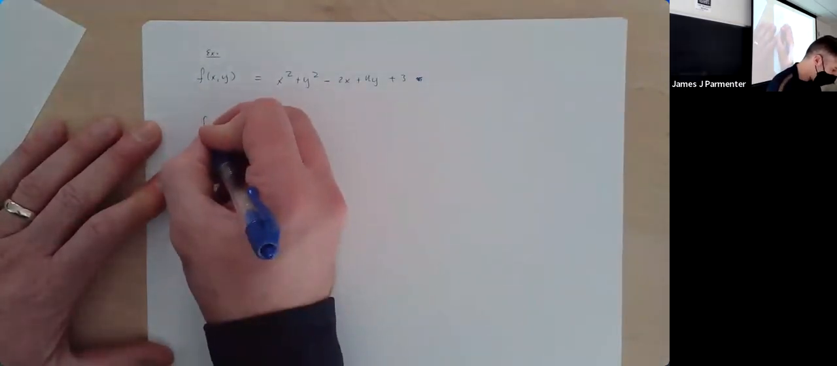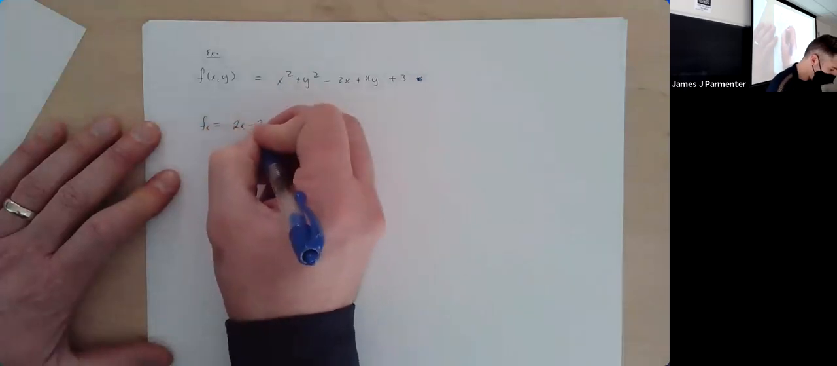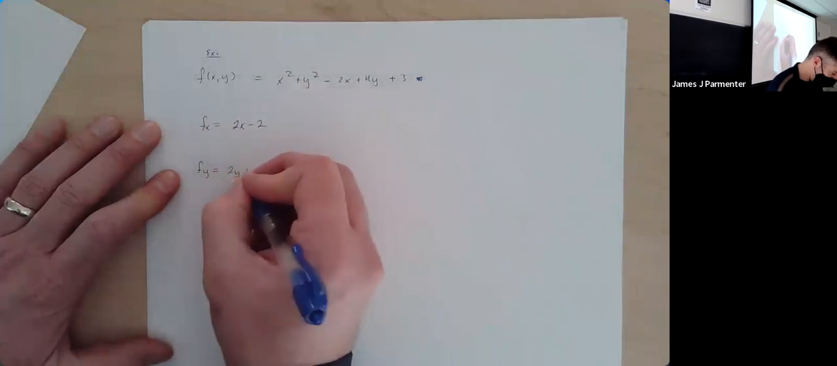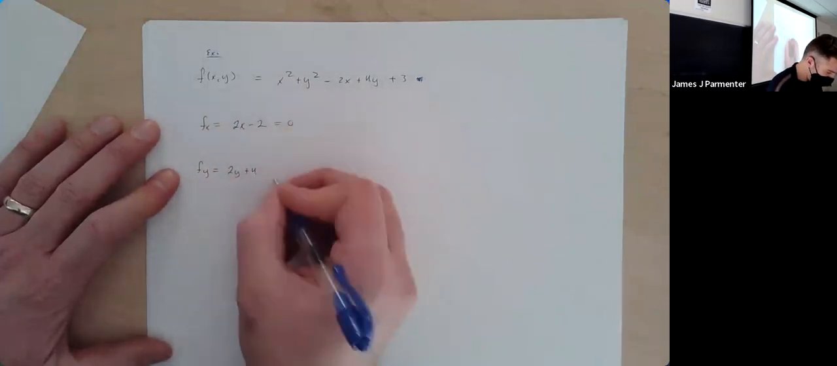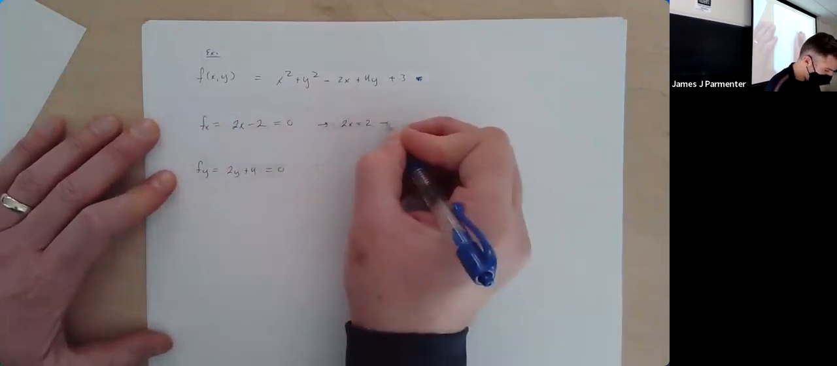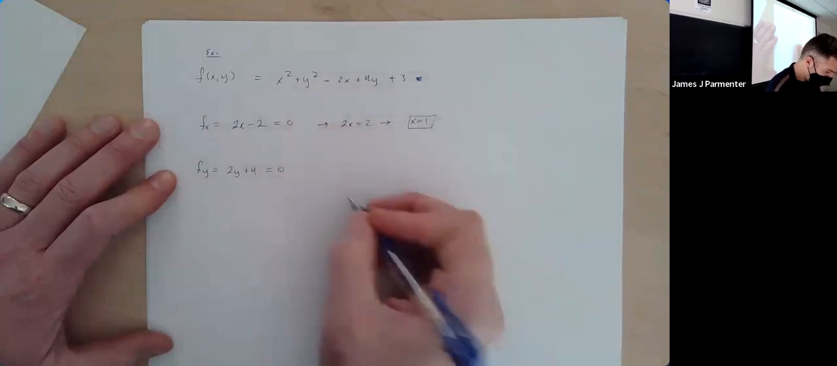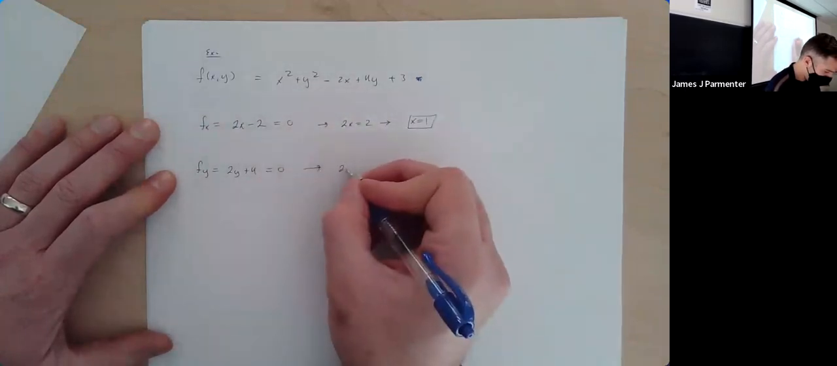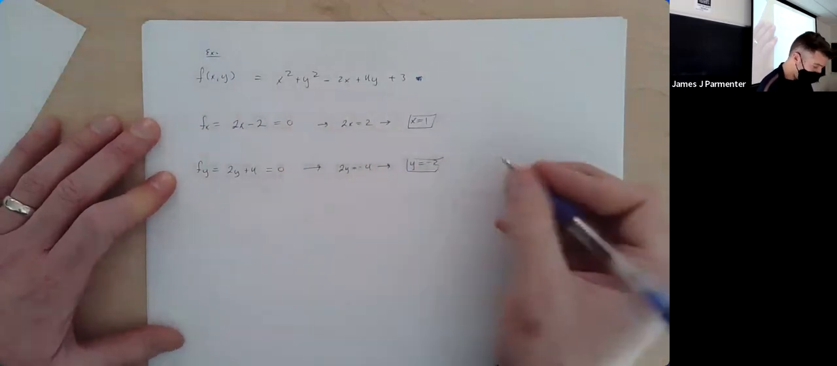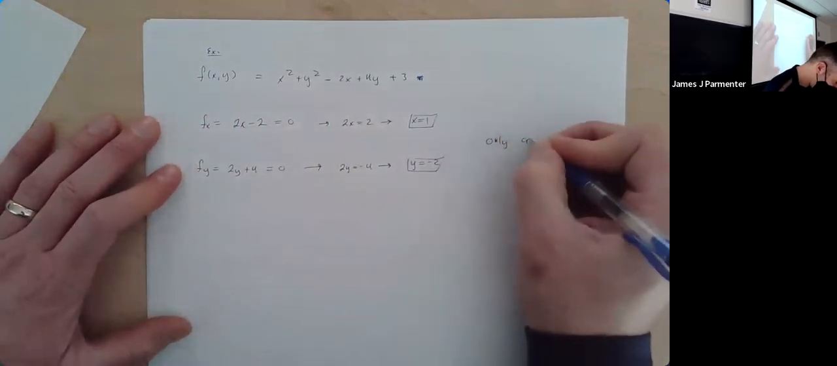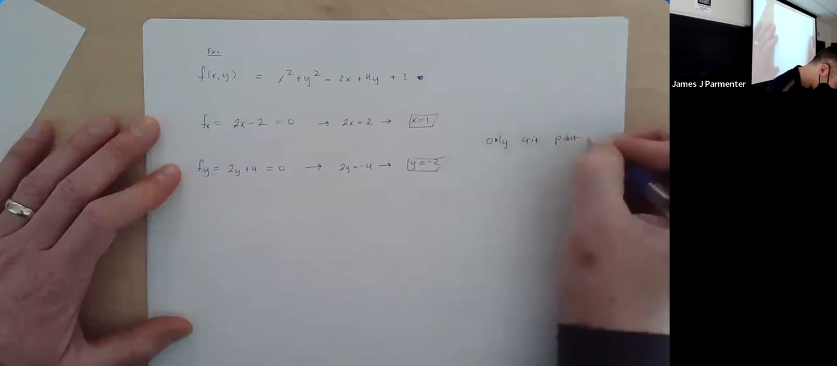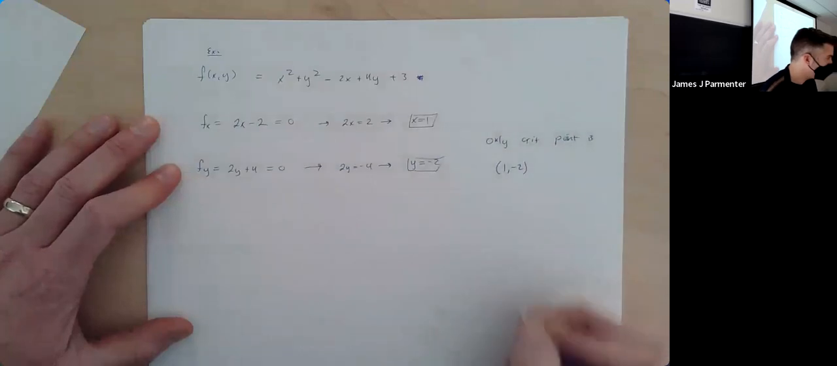So my partial with respect to x is 2x minus 2. My partial with respect to y is 2y plus 4. And we're going to set each of those equal to 0. Setting 2x minus 2 equal to 0, we get 2x equal to 2, which gives us x equal to 1. Setting 2y plus 4 equal to 0, we get 2y equal to negative 4. We get y equal to negative 2. So our only critical point is the ordered pair 1 comma negative 2.